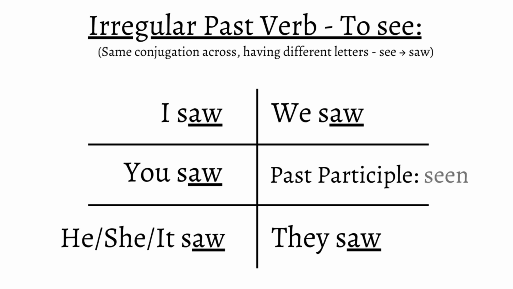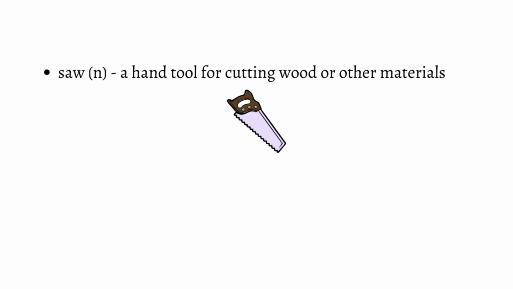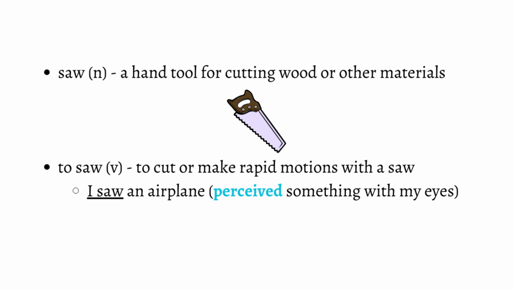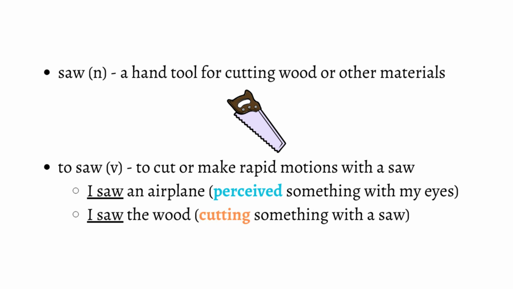Now, we have to see. In the past simple, the conjugation is saw, and its past participle is seen. But the word saw can be tricky because it can also be a noun, meaning a hand tool for cutting wood or other materials. Additionally, it can be a verb by itself. To saw, meaning to cut or make rapid motions with a saw. So by saying, I saw, it can mean that I perceived something with my eyes, I saw an airplane, or that I'm cutting something with a saw. I saw the wood.